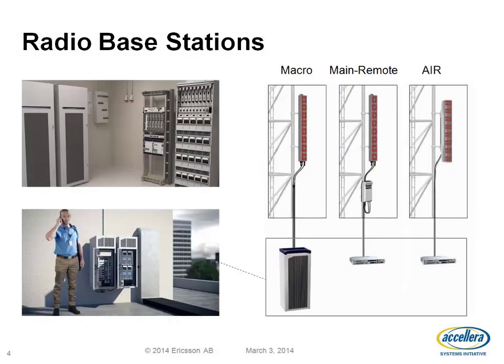A little bit on different types of radio base stations. We have the macro with the cabinet, radio and digital units and the antenna. And main remote, where the radio part is broken out and put closer to an antenna, and AIR, which stands for antenna integrated radio. So you have the baseband part down here and the antenna and radio part.